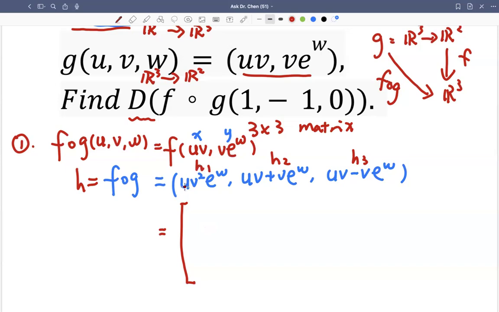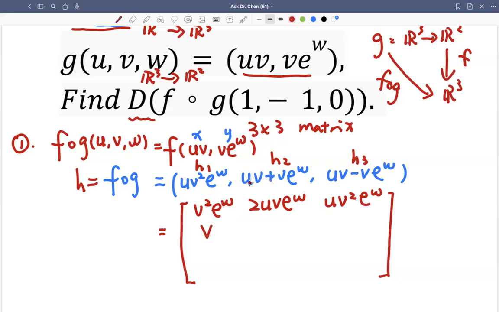So partial h1 over partial u is v squared e to the w. We take the derivative in terms of v, and get 2 u v e to the w. When we take partial derivatives in one direction, we hold the other directions constant. Then in the w direction, it's just itself, u v squared e to the w. That's the first component. For the second component, when we take the derivative with u, we get v, because the other term is constant, so in the u direction it becomes 0.